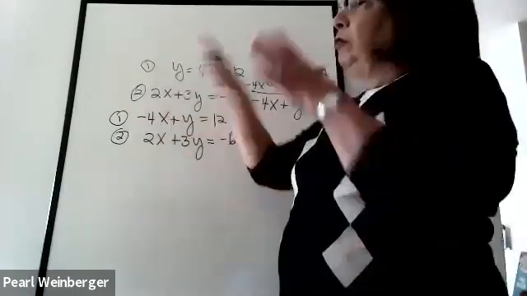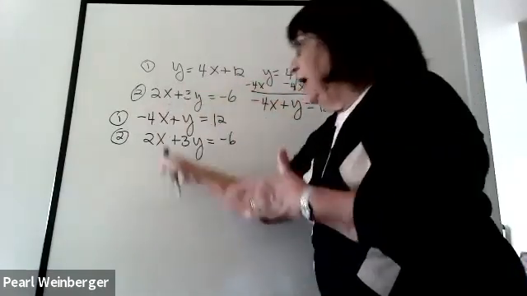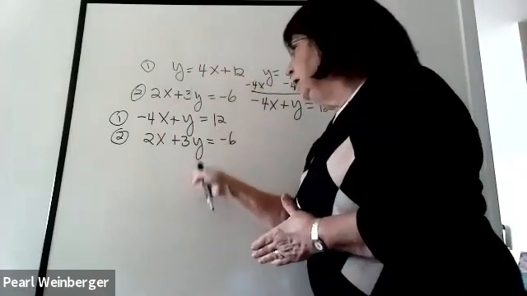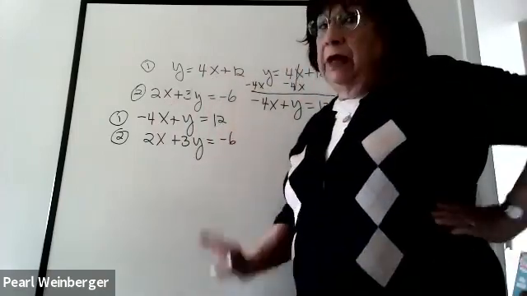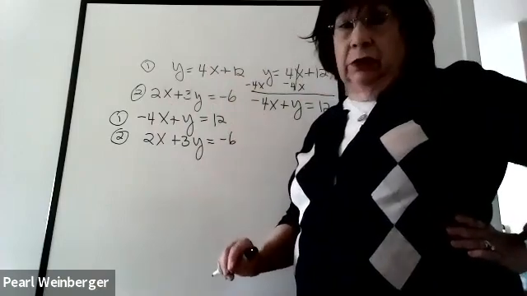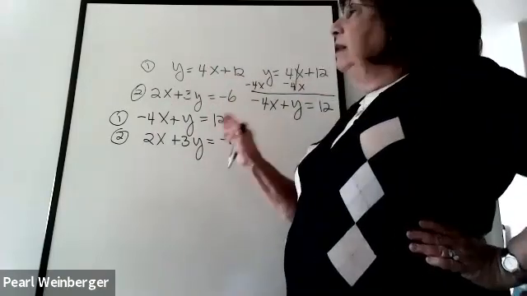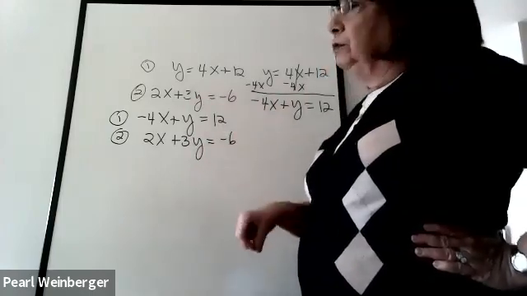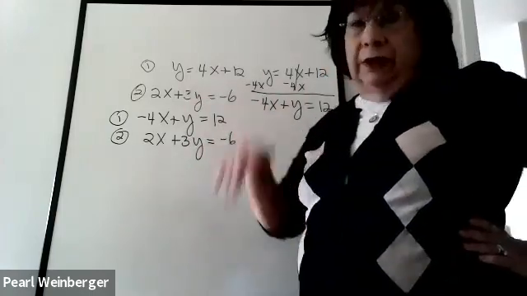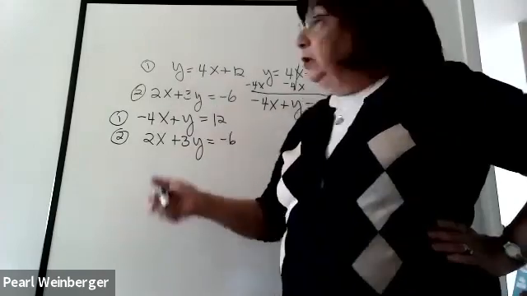Now I have them both in standard format. X's are lined up, the Y's are lined up, the equal signs are lined up, the numbers are lined up. I must have that if I want to use the elimination method. Let's this time get rid of the Y's instead of the X's. We've always been getting rid of the X's, so let's get rid of the Y's. It doesn't matter which one.